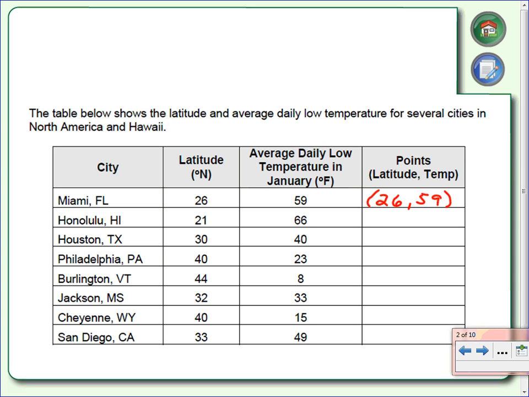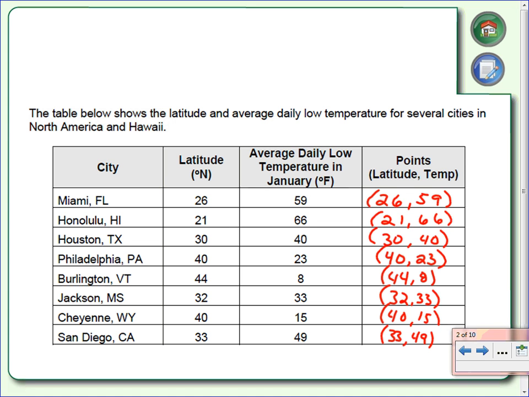Same thing for the next one, Honolulu. Ordered pair here would be 21, 66. All we're doing is taking the two numbers and making an ordered pair. Next one, Houston. Ordered pair here is going to be 30, 40. Next one is 40, 23. Next one, 44, 8. 32, 33. Next one, 40, 15. And then the last one, 33, 49.